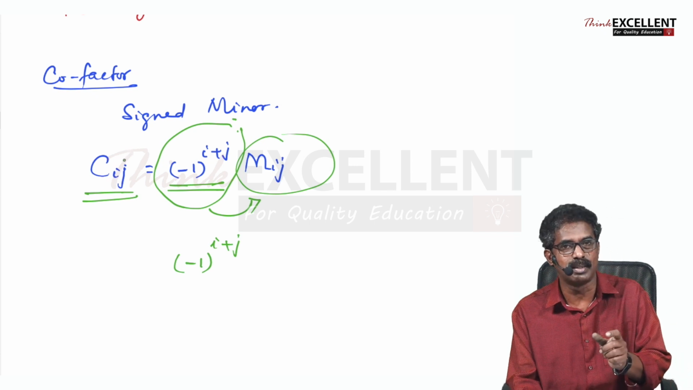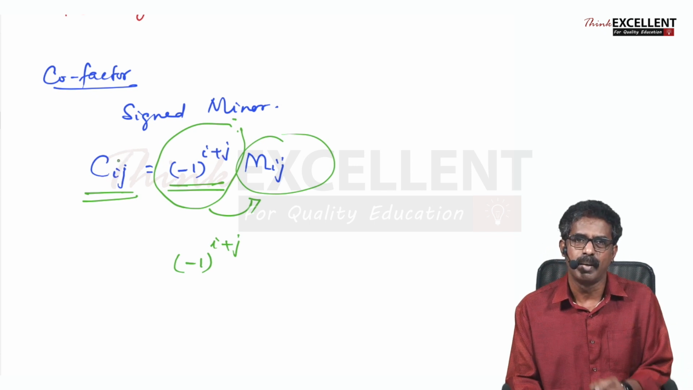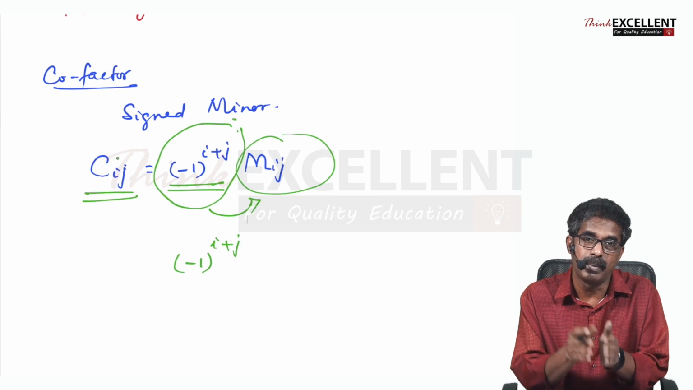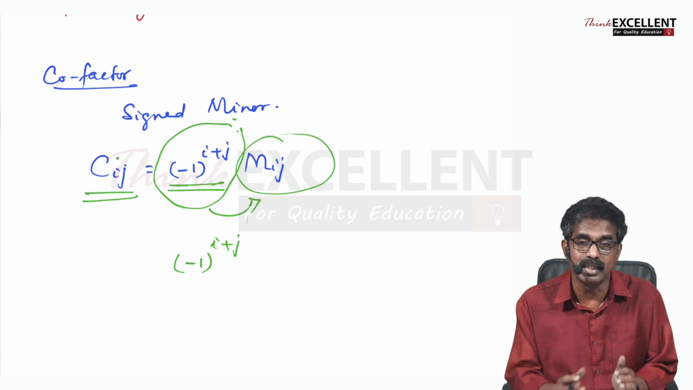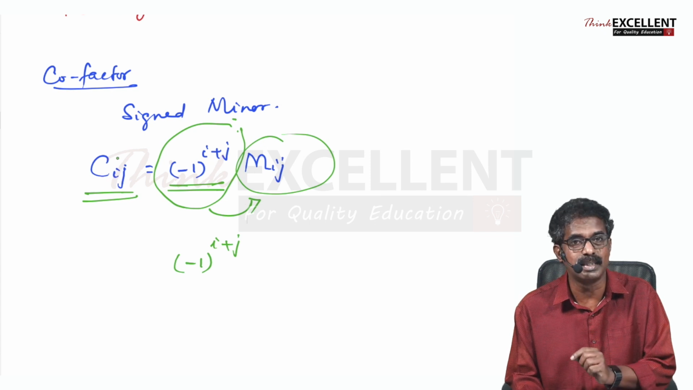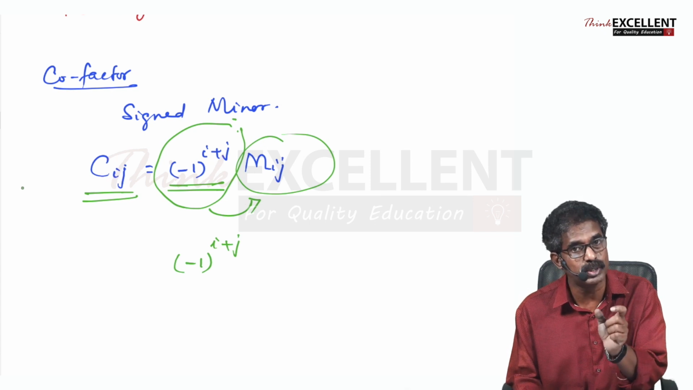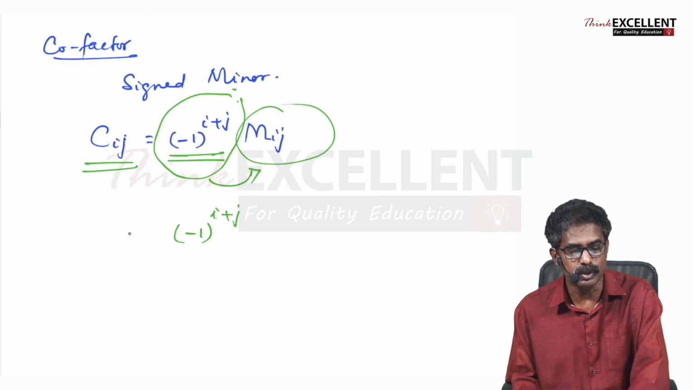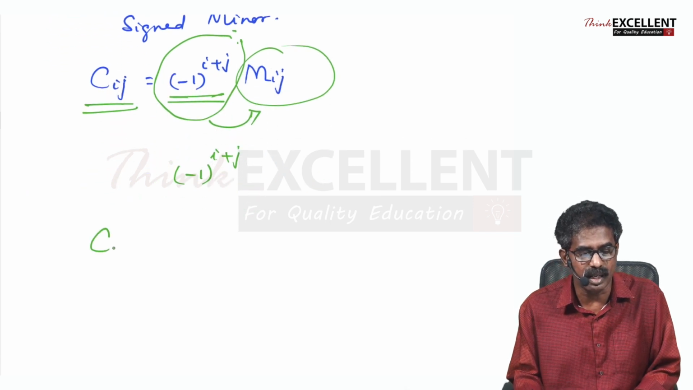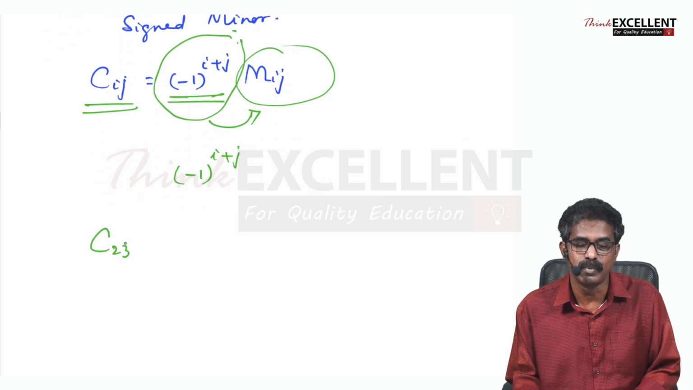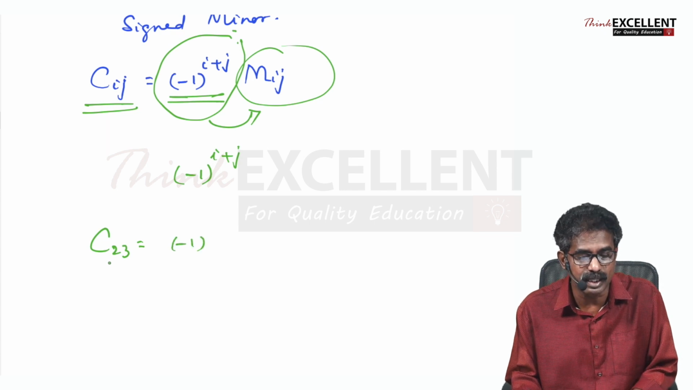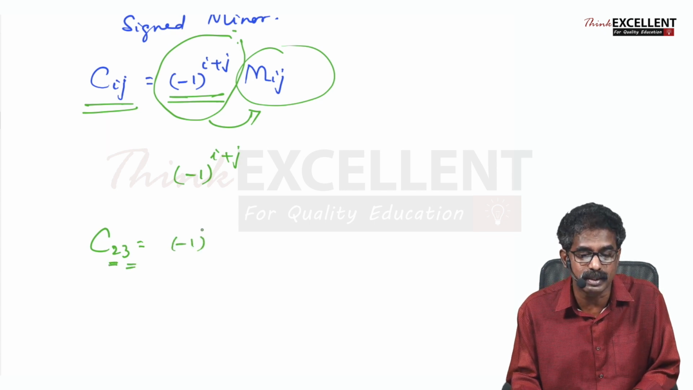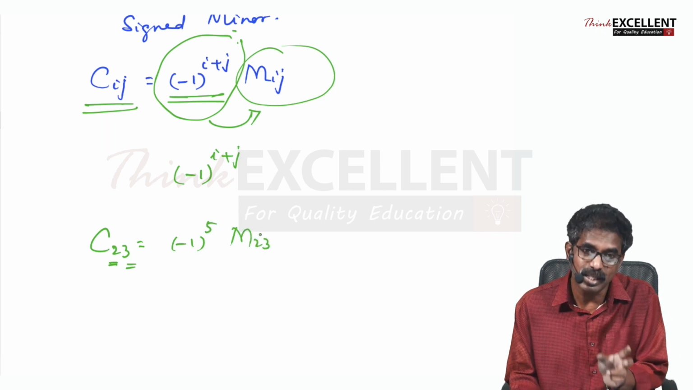Okay, cofactor means minor only we are going to write. But before that we are going to write plus or minus, so that this part gives minus 1 raised to i plus j. What are that i and j? The position a_ij. Suppose you want to write the cofactor of 2, 3, C2,3. So what do you do? Minus 1 raised to i plus j. Here i is 2 and j is 3. So 2 plus 3. What is 2 plus 3? 5. M23, minor only you are going to write.